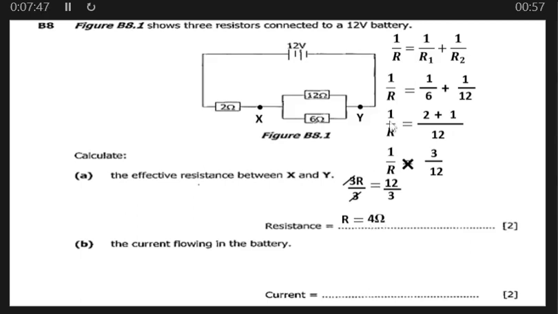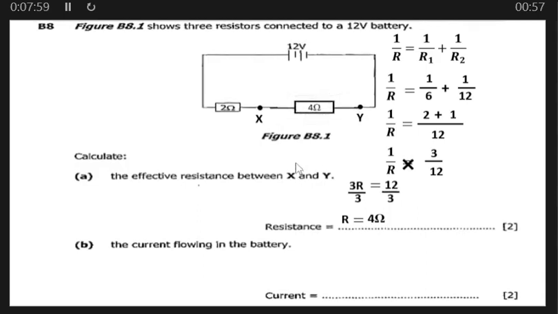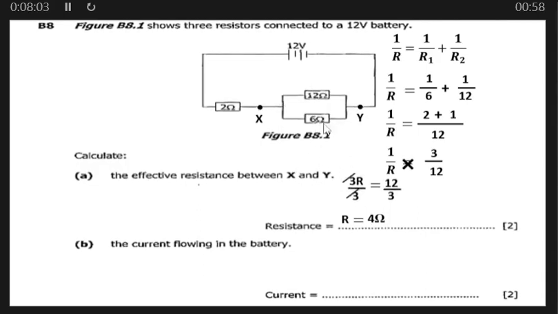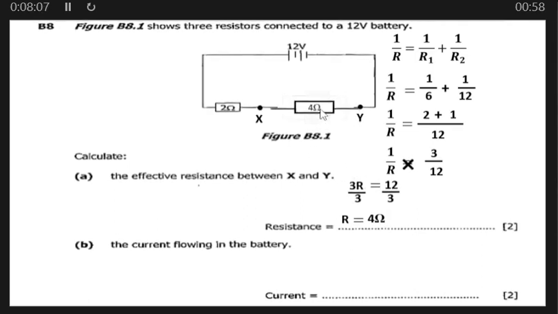So the total resistance between X and Y is actually what? 4. All right. So basically, this one can come back to a situation like this. So meaning we have added the total resistance here, which was in parallel, to before like this. Now it is in series with this one.